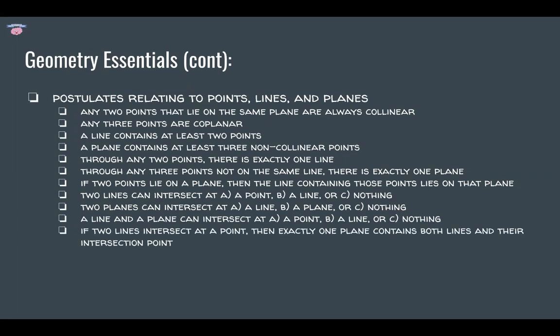If 2 lines intersect at a point, then exactly one plane contains both lines and their intersection point. How is this? We have one line, and we have another line that goes through the intersection point and another defined point. So now we have basically 3 points. This line goes through the intersection point and this point. This line goes through the intersection point and this point. So now we have 3 points, so we can define a plane.